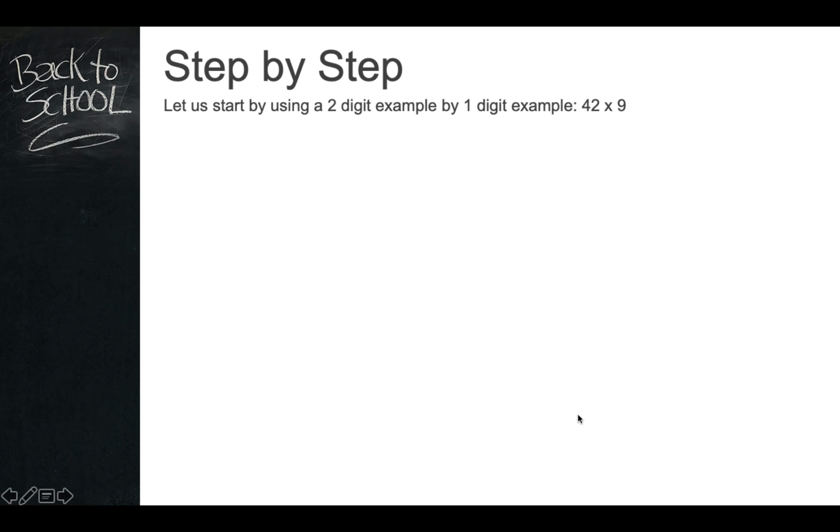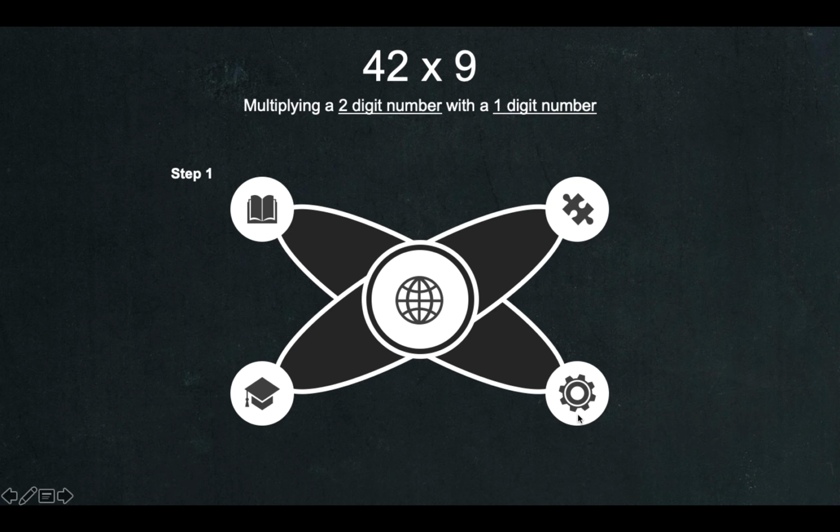For example, in this case I have taken 42 multiplied by 9. Now here you can see that the first step to solving this is to make a 2 by 1 grid. Now a 2 by 1 grid is going to look like this. So it is nothing but 2 columns and 1 single row.